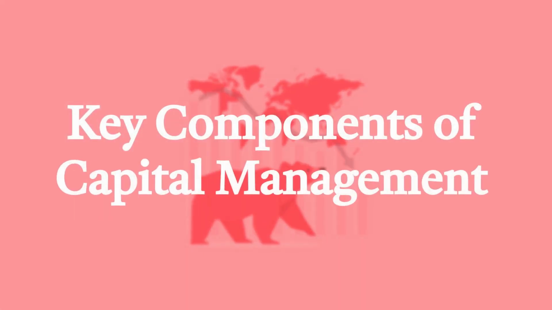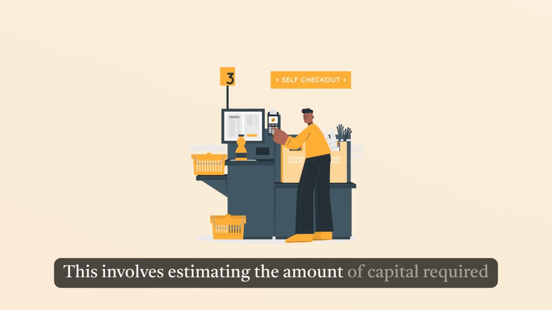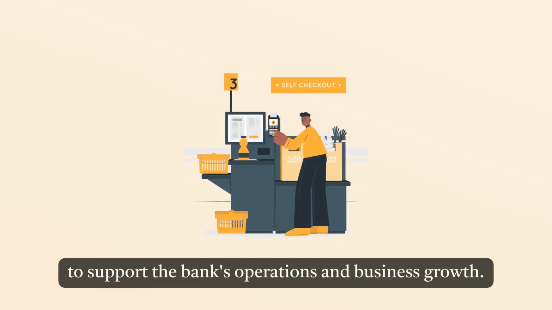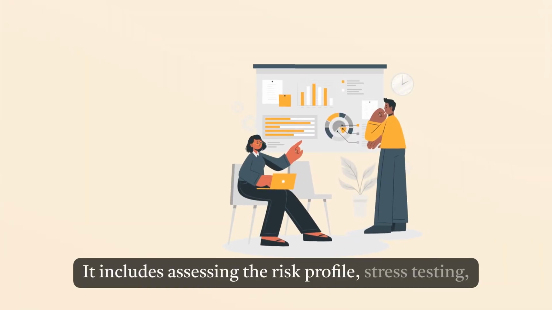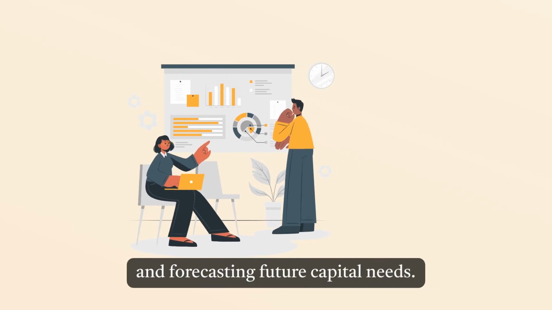Key components of capital management. 1. Capital planning. This involves estimating the amount of capital required to support the bank's operations and business growth. It includes assessing the risk profile, stress testing, and forecasting future capital needs.